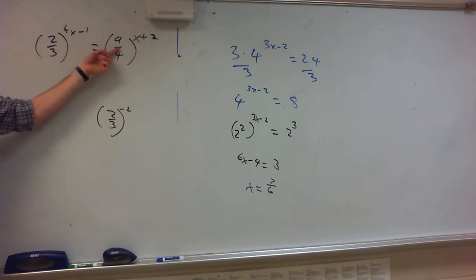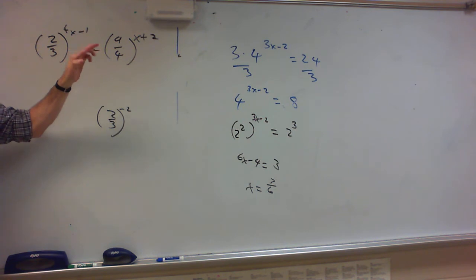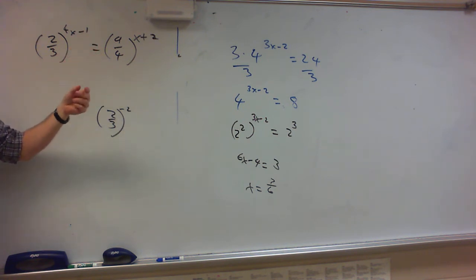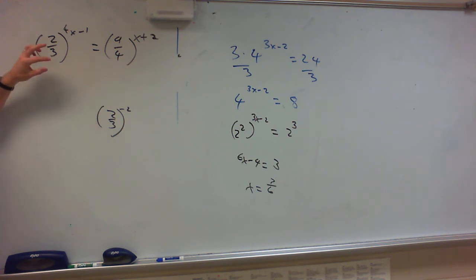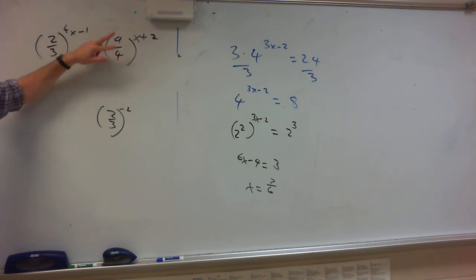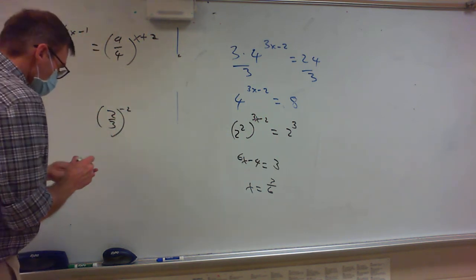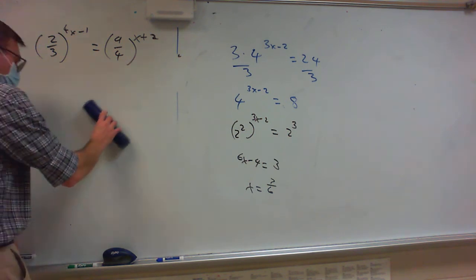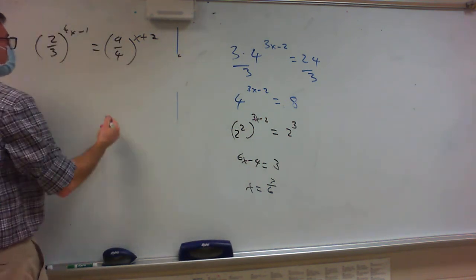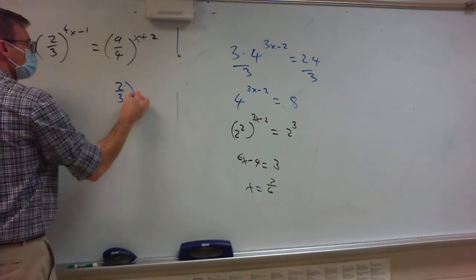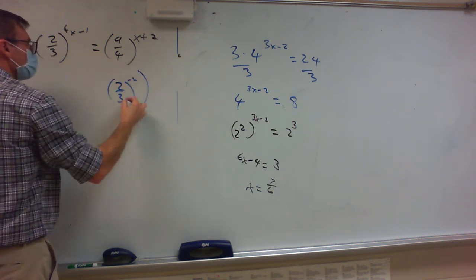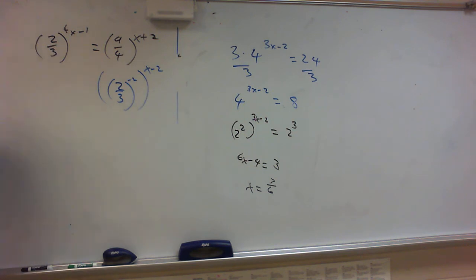There's a 3 and there's a 9. There's a 2 and there's a 4. Do you see that as a clue? Do you see they're squaring something? Because they're squaring something, this is that thing squared, but it's also flipped, so it's a negative 2. So this ends up being 2/3 to the negative 2, all raised to the x plus 2. Are we okay with that?